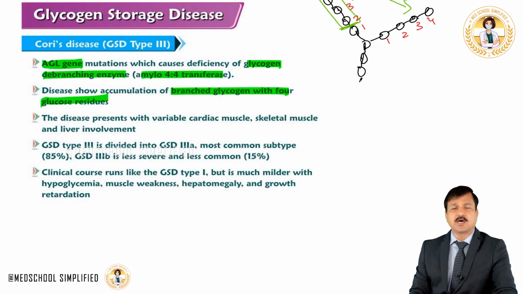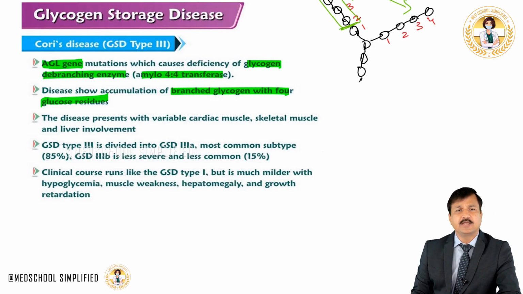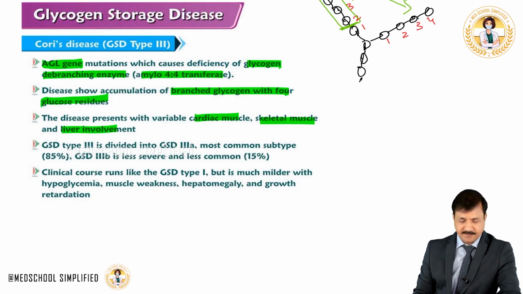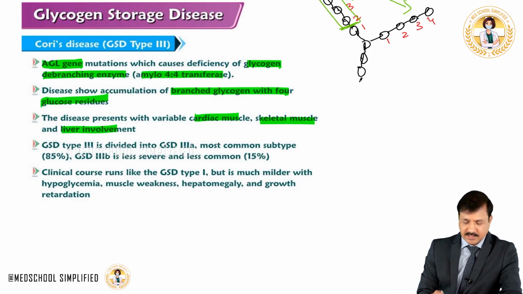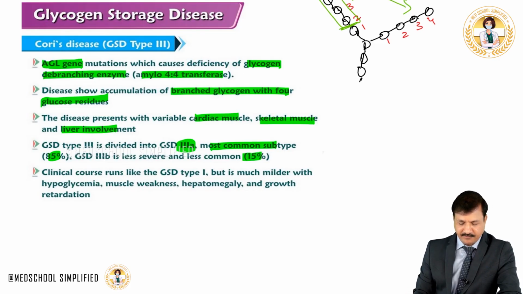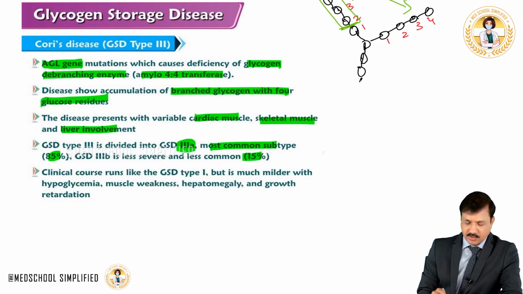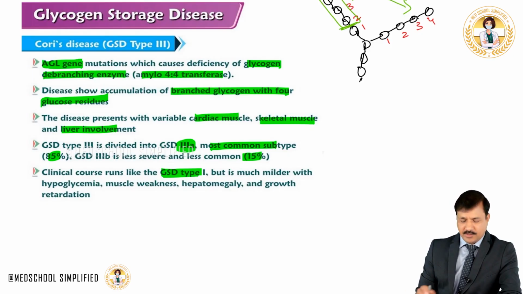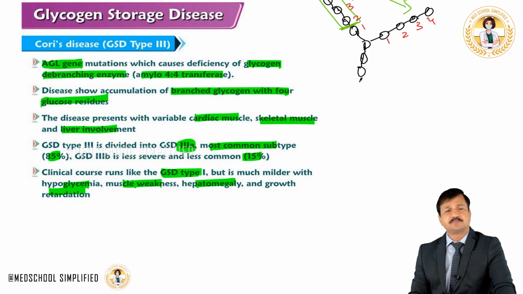Because of this abnormal type of glycogen being accumulated in the tissues, the patient will show variable cardiac muscle changes, skeletal muscle changes and liver involvement. So glycogen storage disease 3 is subdivided into 3A, which is the most common subtype, 85%, and 3B is less common, 15%. The clinical course runs like glycogen storage disease type 1, but it is a much milder form with hypoglycemia, muscle weakness, hepatomegaly and growth retardation.